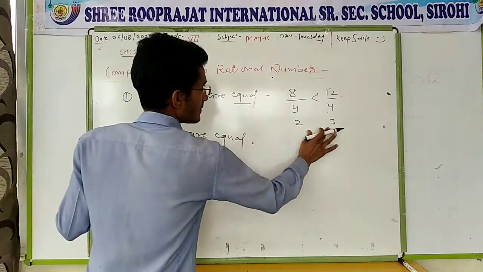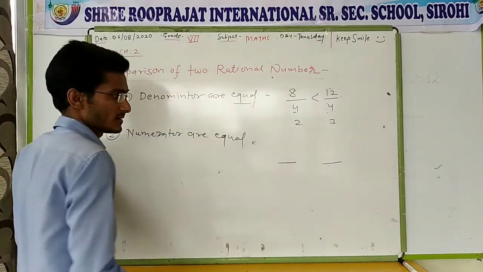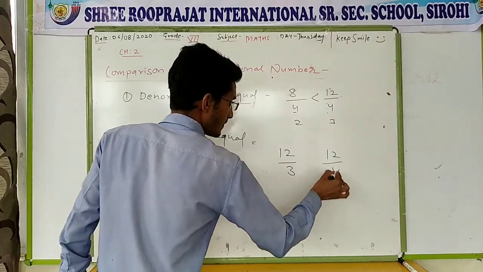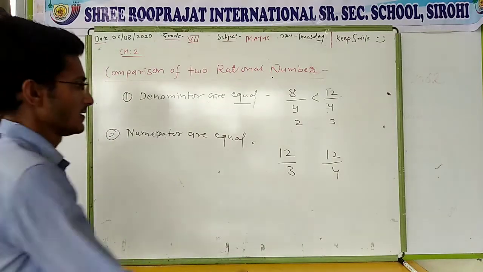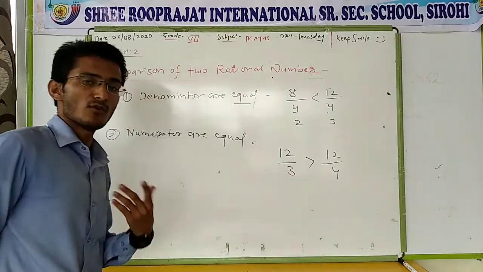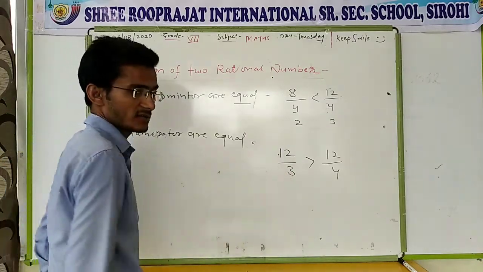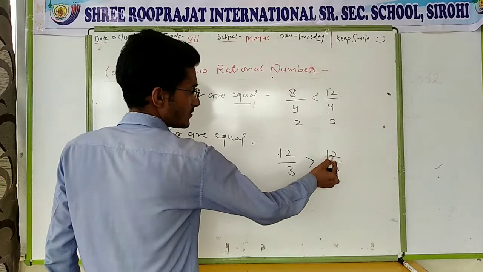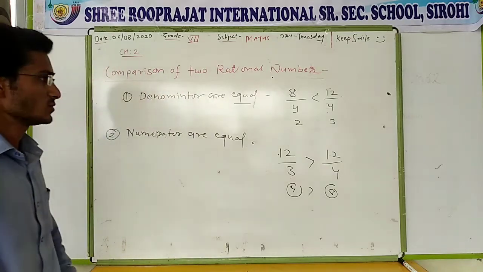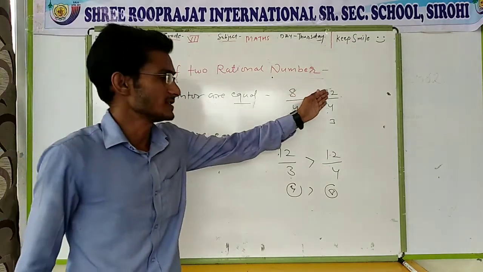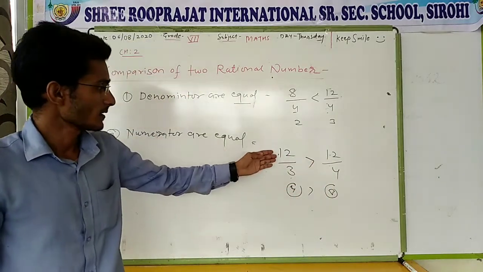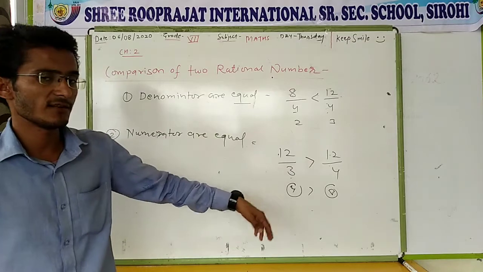When numerators are equal, suppose again there are two rational numbers. Suppose it is 12 and it is 12. Here is 3 and here is 4. Which will be greater? The number which has a smaller denominator. Because when there is a smaller denominator, you can divide more times. If you divide 12 by 3, you will get 4 times. And if you divide 12 by 4, you will get 3 times. So 4 is greater than 3. So when the denominators are equal, the number which has a greater numerator will be greater, and when the numerators are equal, the number which has a smaller denominator will be greater.